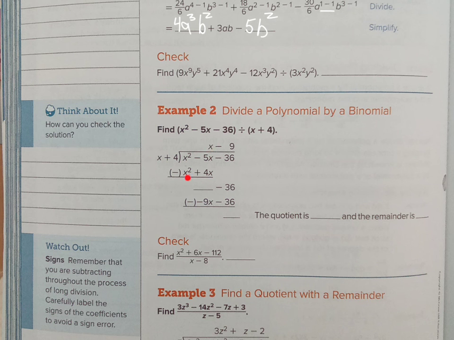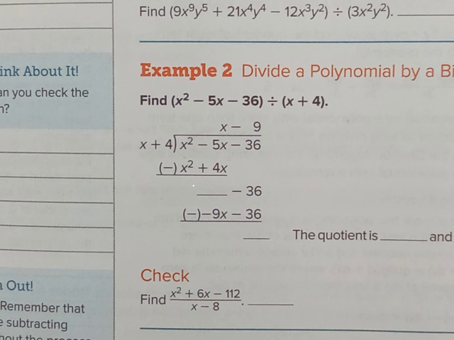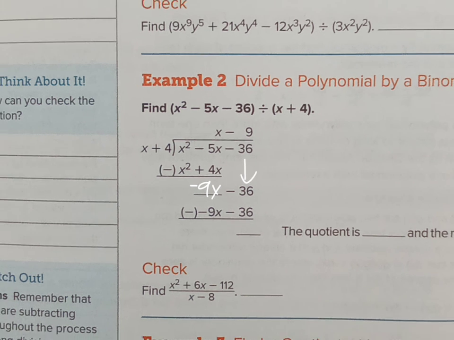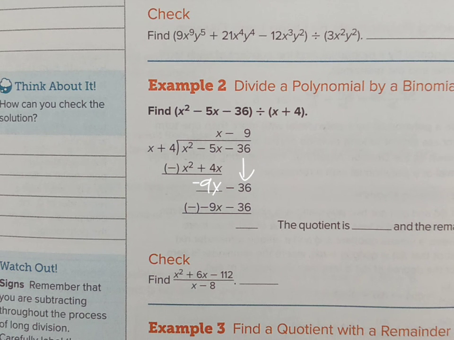So x times x is x squared. X times 4 is 4x. Now this is the part that you got to watch out for because we are subtracting. X squared minus x squared is gone. That better happen. But now we are doing negative 5 minus 4, and so that should be negative 9x. So you do got to be careful. We bring down the negative 36, and then we start the process over.